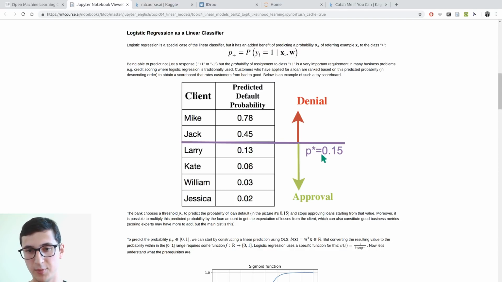This special value of 15% is arbitrary, and it can be tuned depending on the bank's politics. But the idea is that we have some intuition whether the model is confident in the prediction or not. For Mike, the model is pretty sure that he is not going to return money. But for Jessica, the model says that she is most probably going to be a good client, and we can grant her a loan.